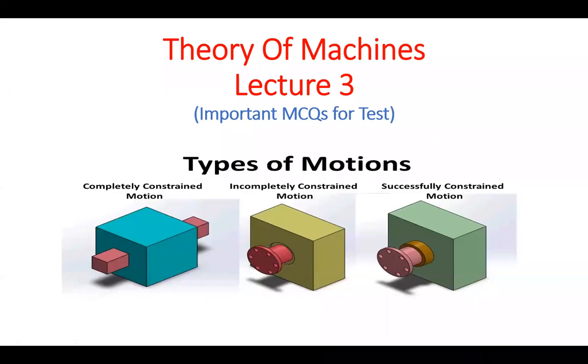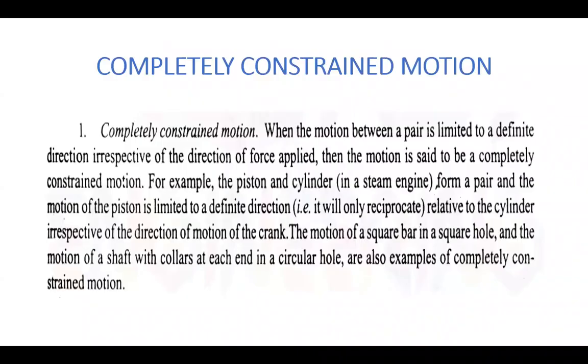Today the lecture is lecture number 3, theory of machines. आज हमने टाइप्स ऑफ मोशन के बारे में पढ़ना है, जो कि तीन टाइप्स की हैं जनरली इन मैकेनिक्स: completely constrained motion, incomplete constrained motion and successfully constrained motion. So one by one we will discuss each and every type of motion.